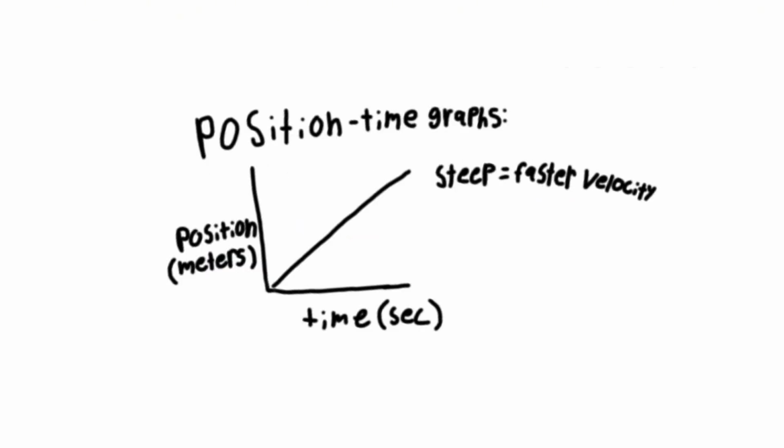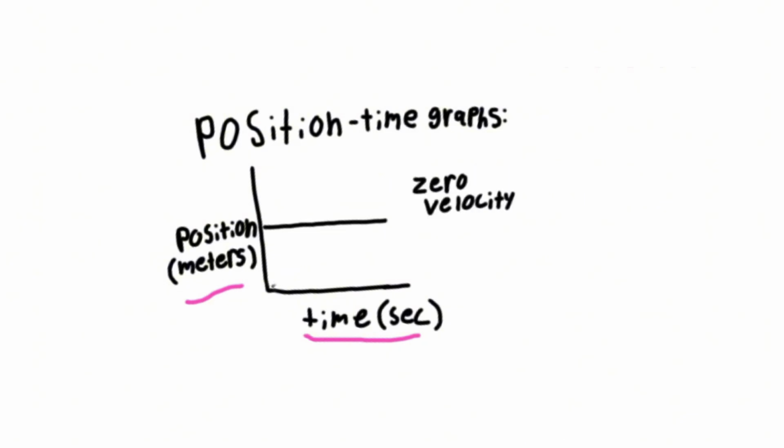Now in these graphs, the x-axis represents time in seconds, and the y-axis represents position in meters. Now it's important to pay attention to units because the units tell you things about these graphs, so just make sure you're looking at the units. Now for slope, in this type of graph, slope represents velocity. Now if you have a steeper slope like this one here, that means you have a faster velocity. If you have a flat slope like in this situation, that means you have zero velocity.